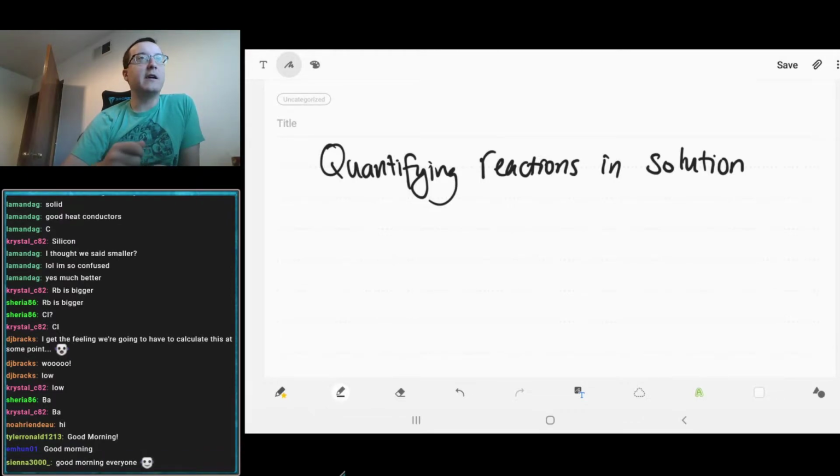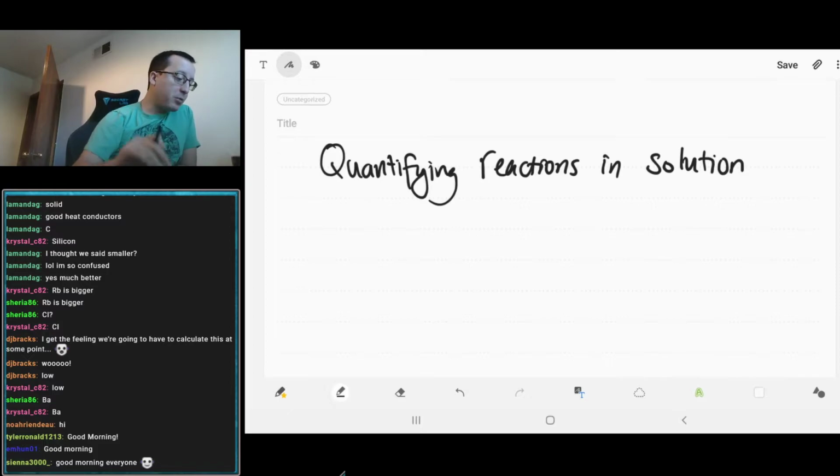You guys have been terrorized quite a bit about how reactions are happening, double displacement and single displacement reactions. We also spent some time talking about oxidizing agents, reducing agents, that sort of fun stuff. So here we're going to be applying our stoichiometry to reactions that happen in solution.